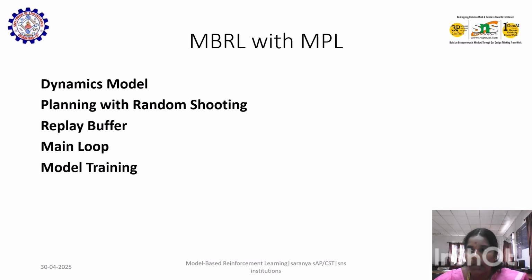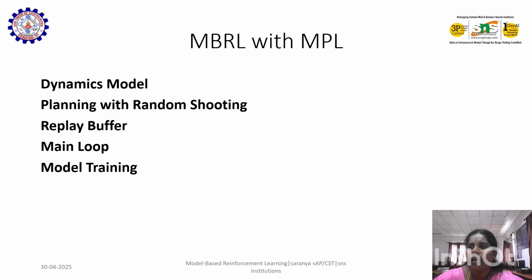Then the replay buffer stores experience, meaning the state, action, and next state, for training the model using past interactions. Then the main loop plans the best actions using the dynamic model. The action is executed and the experience is stored in the replay buffer. The model is periodically trained using random batches from the buffer, and the process repeats until the episode terminates.